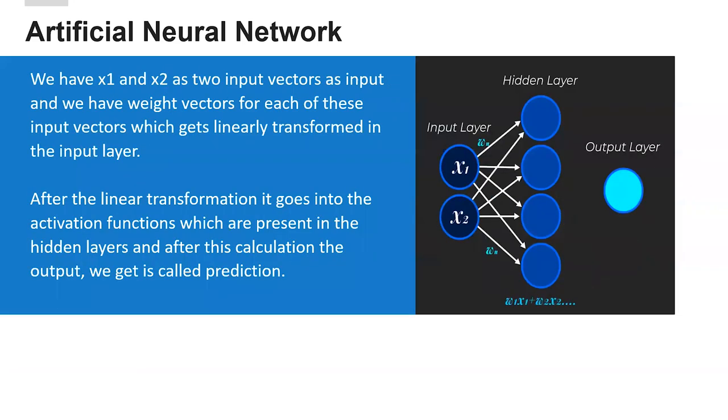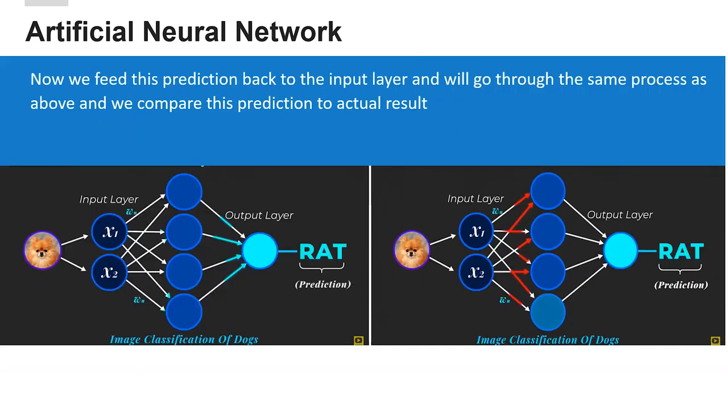So this process is done again, but in the opposite way, where the data from the output layer moves into the input layer. We call it back propagation. We'll come back to that later.